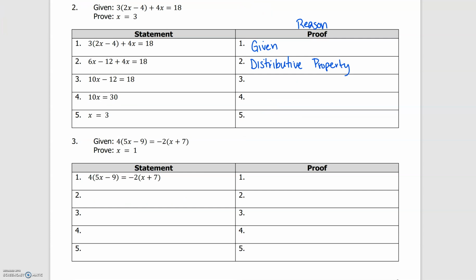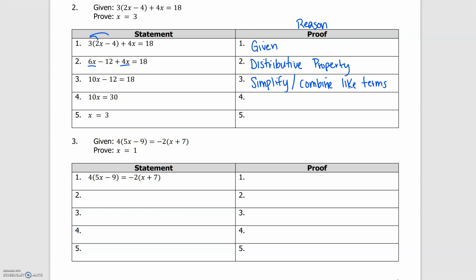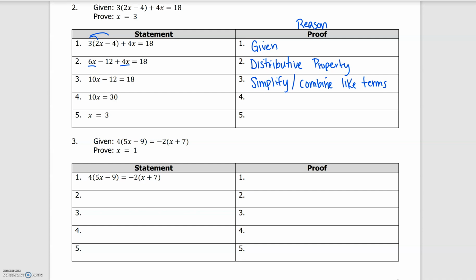So we have the distributive property for step 2 there, because they distributed the 3. Then we have from here to here, they are just adding those together. Now it's not the addition property because those are on the same side. So that would either be simplify, or you could put combine like terms. Either of those works. You don't have to put both. I'm just putting both since I want you to be able to see both options.